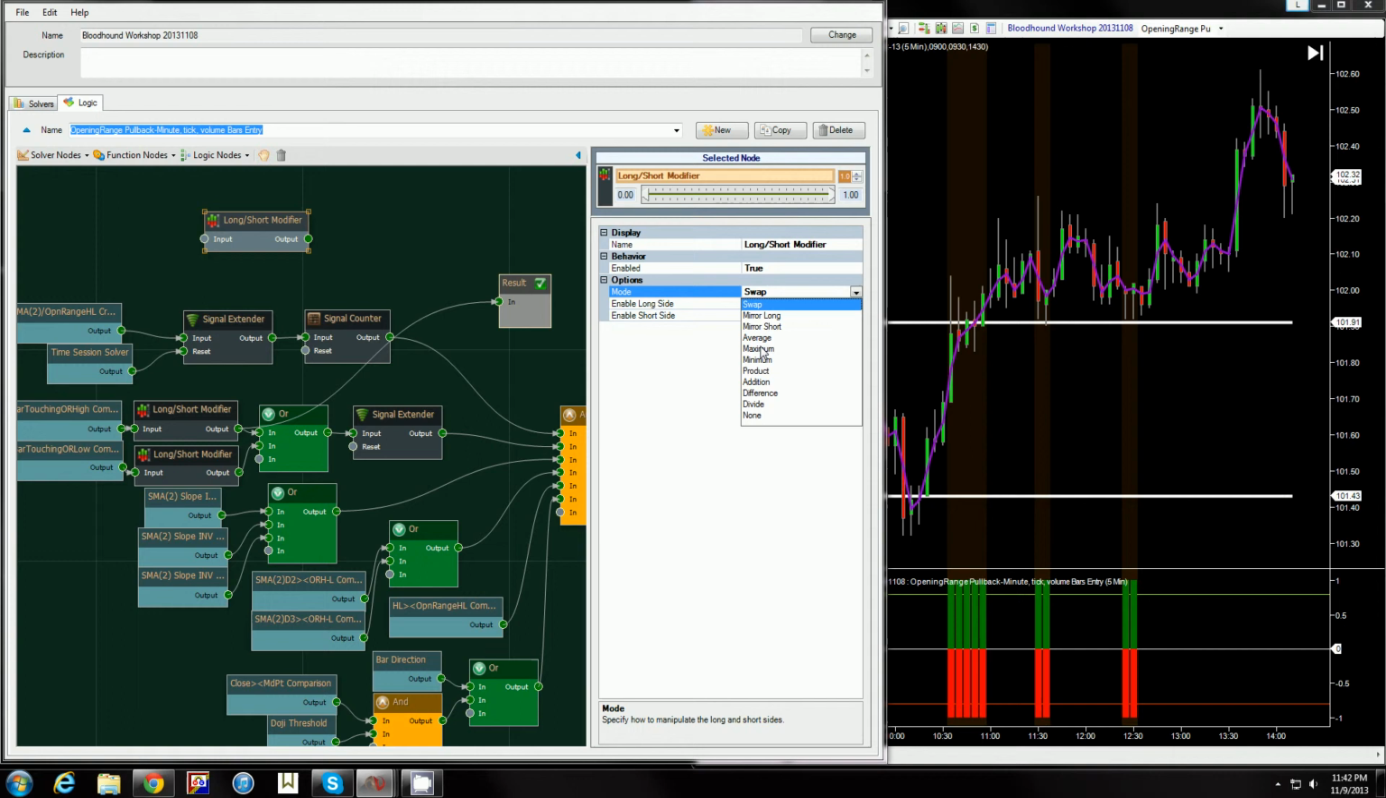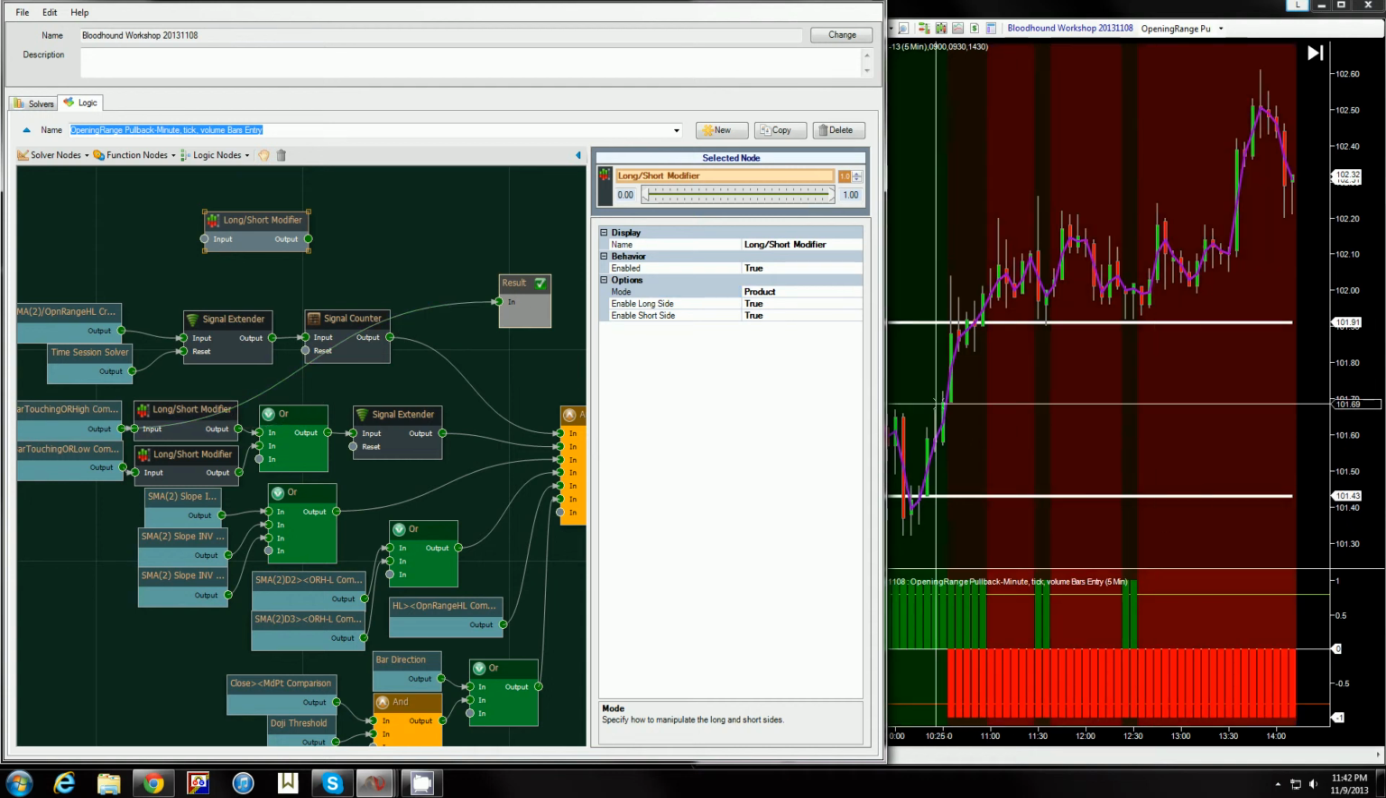You can mirror the long, mirror the short: average, maximum, minimum, product. So we want product, because what it's done is it's multiplied the output for the short by the output for the long. So that's multiplying -1 by 0. What does that equal? 0.